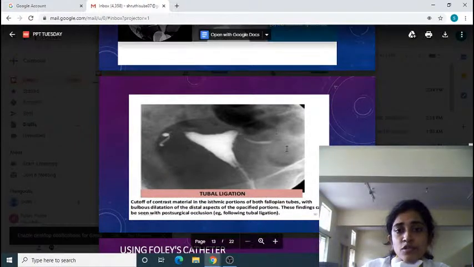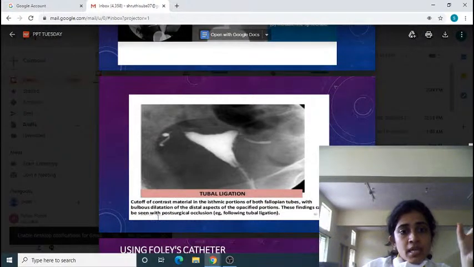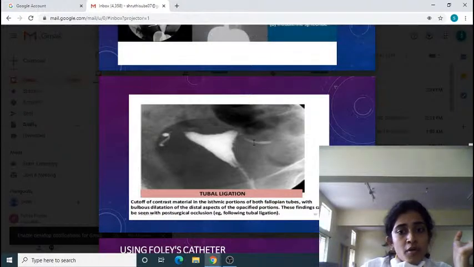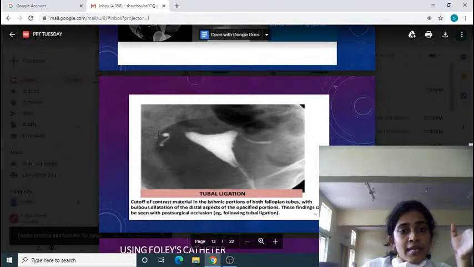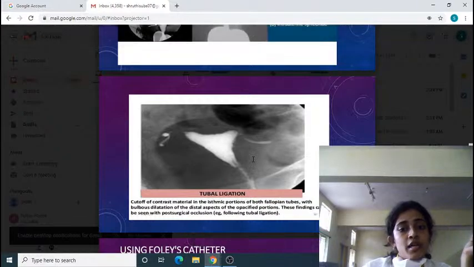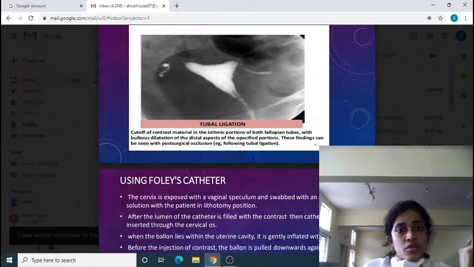Here, in the case of tubal ligation, you can see only some part of the tubes is visualized, and there is no free intraperitoneal spillage as in normal HSG cases. There is a cutoff of the contrast material in the isthmic portion of both the fallopian tubes with bulbous dilatation of the distal aspects of the opacified portions.